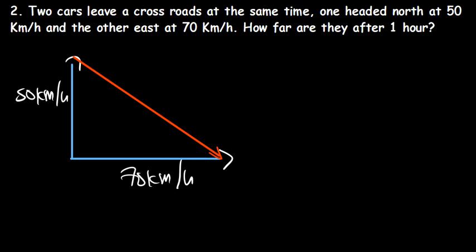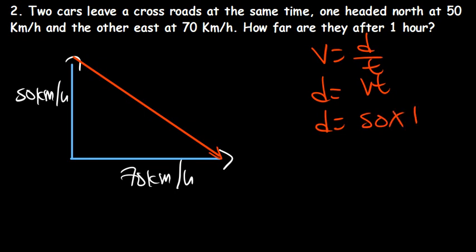So the time is 1 hour. I'm going to say the speed or the velocity is equal to distance over time. We want to find the distance, so distance is velocity times time. We have been given the velocity for the first part, the one going toward north. The velocity is 50. The time is 1 hour. In this case, there's no need for us to convert kilometers per hour to meters per second because the time has been given in hours already. If I do the math, I'm going to find 50 kilometers. That is my distance now.